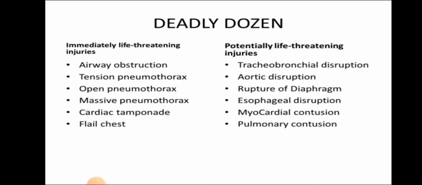Then tracheobronchial injuries will cause respiratory compromise. In such cases, intubation of the unaffected bronchus can be done, followed by operative repair. Then blunt myocardial injury, where blunt trauma results in myocardial injury, and an echocardiogram will help in the diagnosis. Other injuries include pulmonary contusion, esophageal disruption, and diaphragmatic injuries.